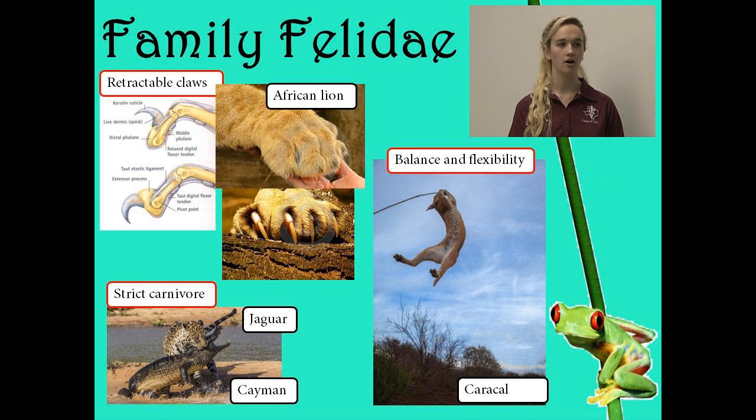Cats are strict carnivores, so all of the animals on that previous slide were carnivores. They all eat meat. But bears also eat fruits and nuts and berries, and dogs do too. Cats are some of the strictest carnivores. They pretty much only eat meat. So you can see this jaguar fighting with a caiman.